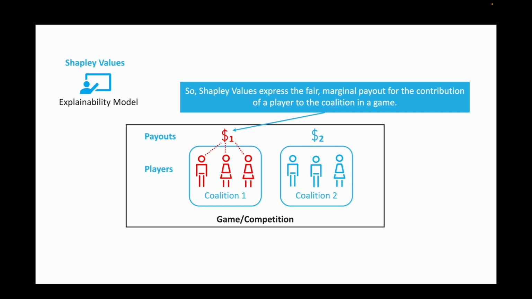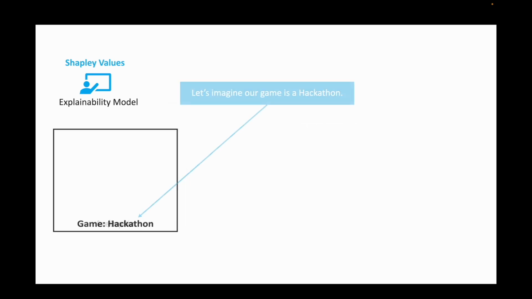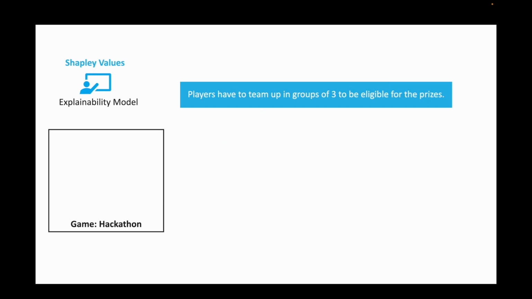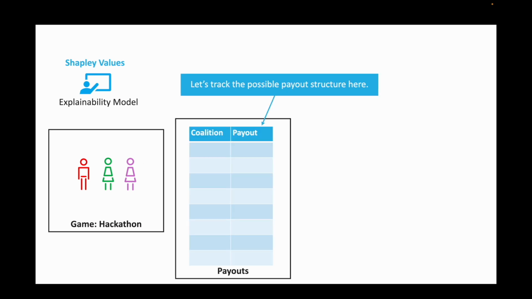So, Shapley values express the fair marginal payout for the contribution of a player to the coalition in a game. Let's see how these Shapley values are calculated in cooperative game theory. Let's imagine our game is a hackathon. Players have to team up in groups of 3 to be eligible for the prizes. These 3 players team up to compete in the hackathon. Let's track the possible payout structure here.